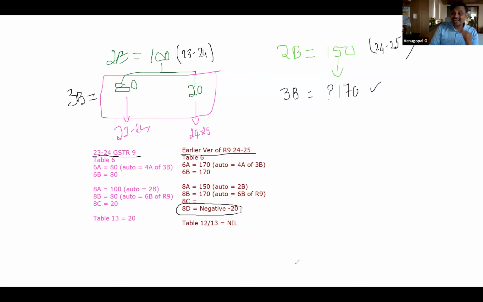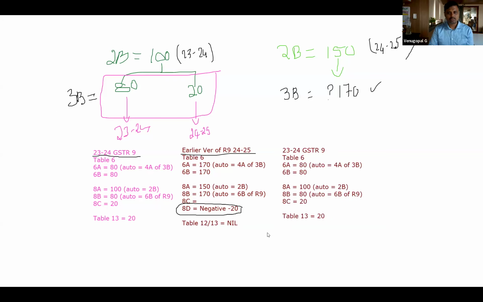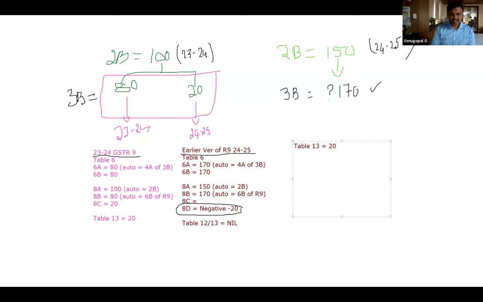Now the government said, I understand. Because 8D is negative, you are getting notices. What will I do? So they said, don't worry, this is what we will do. They have now given a revised version.